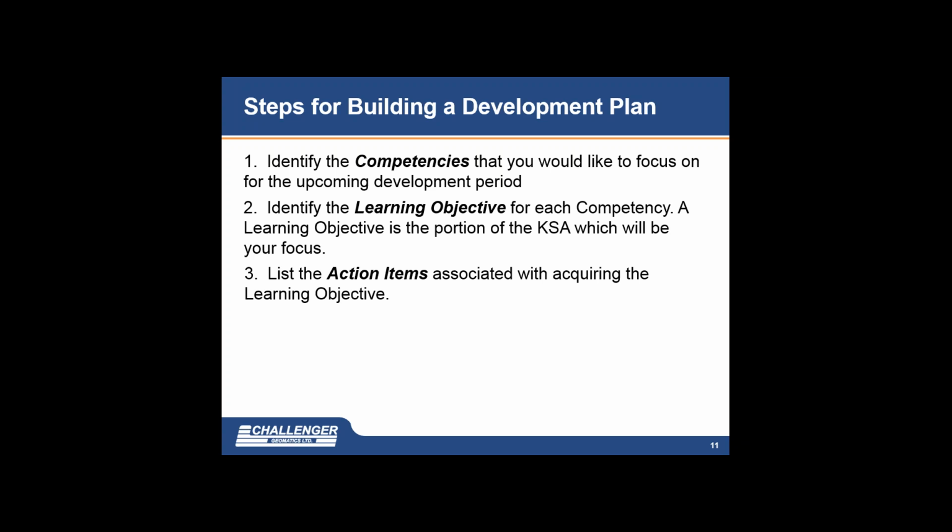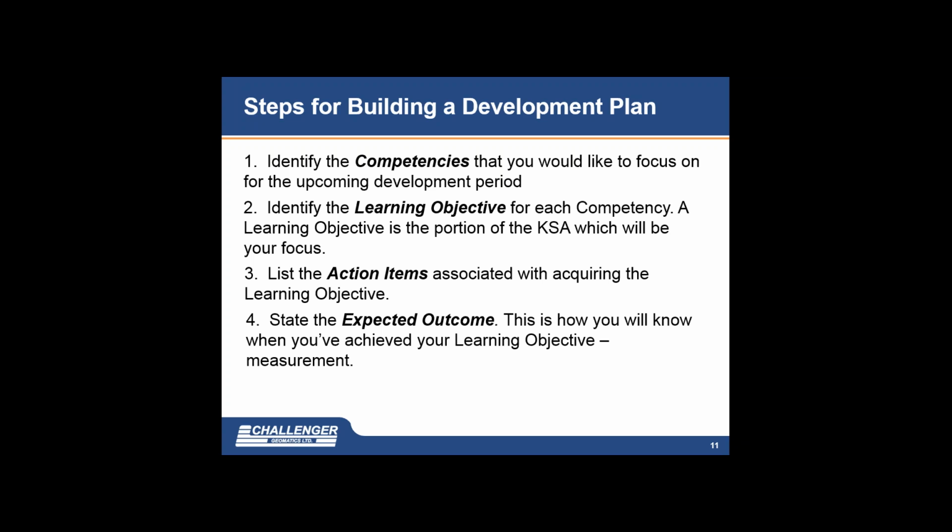And then list the action items that will help you in acquiring your learning objective. So what are the things that you're going to do that are going to help you develop that particular skill? These can come from the training guides, or again, they can come from what you think you would like to do. This can be a course. This can be going and sitting down with somebody who's more experienced in that area and learning from them. It can be any combination of different things that's going to help you learn what you need to learn.